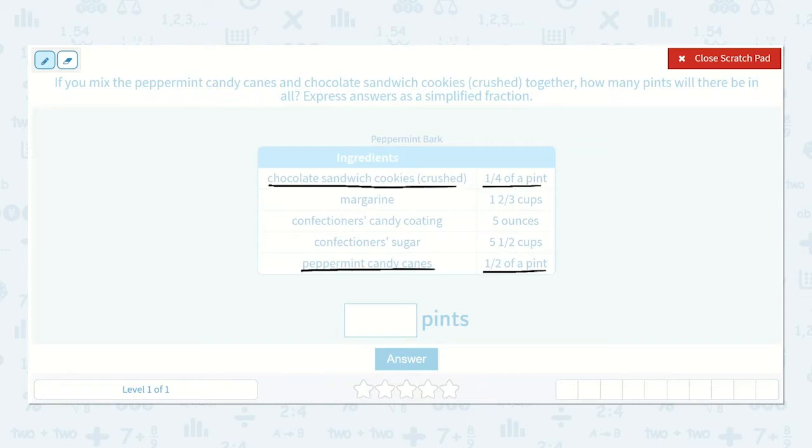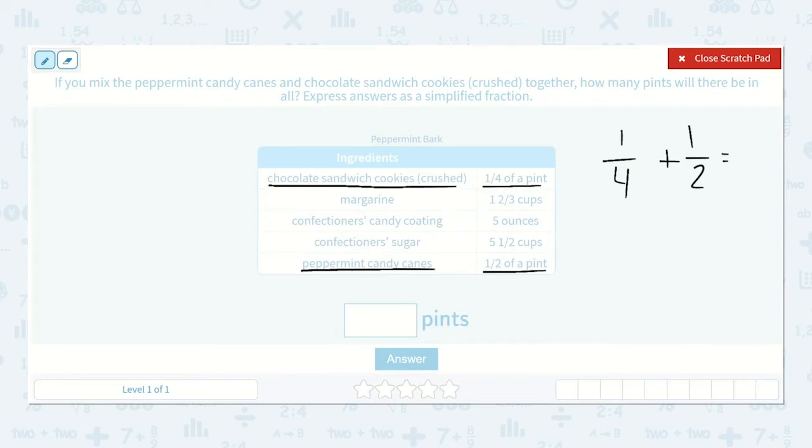So if the chocolate sandwich cookies are 1/4 and the peppermint candy canes are 1/2, I know we're going to add them together because they said how many pints will there be in all. But I see a problem with trying to add 1/4 and 1/2 together. The denominators, the numbers on bottom, are not the same. In order to add straight across, they need to be the same. So let's change one of these fractions.